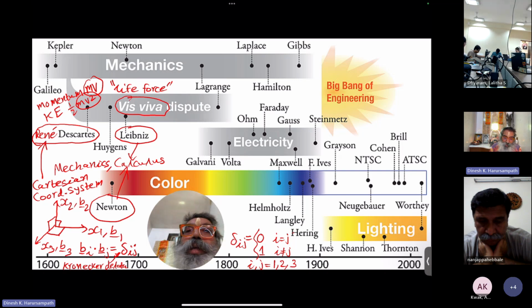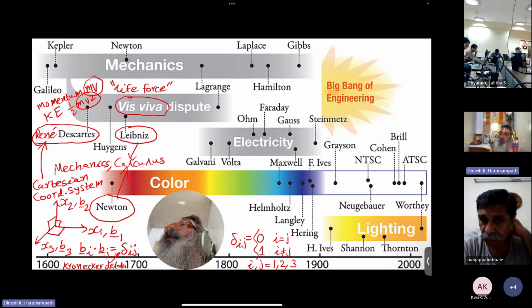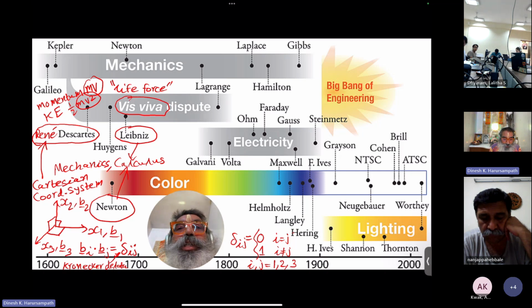Then, that's all that remains of René Descartes, because this vis viva dispute that came up showed that the conservation of momentum is valid only when the net force acting on the system, the net moment acting on the system, that is put together, called the generalized forces.